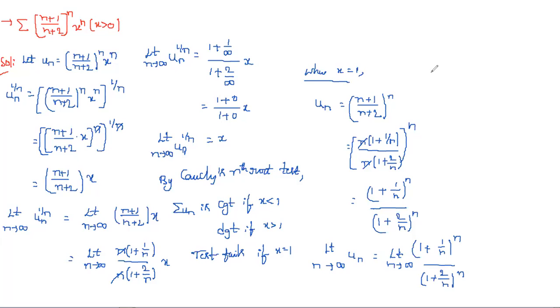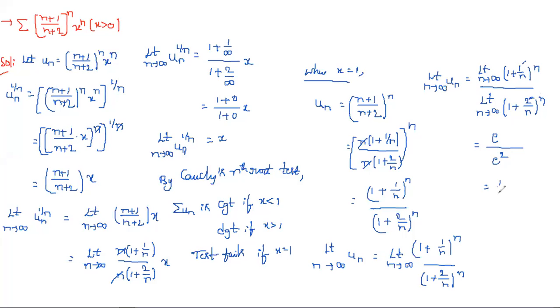And this limit is applicable for both numerator and denominator. Simply we can write this as the limit as n tends to infinity of (1 plus 1 by n) whole power n, by the limit as n tends to infinity of (1 plus 2 by n) whole power n. Already we have the formula for this. This is nothing but e, and this one, by the formula, is e square. Here it is having 1, so e power 1, and here it is having 2, so e square. So this is equal to 1 by e.